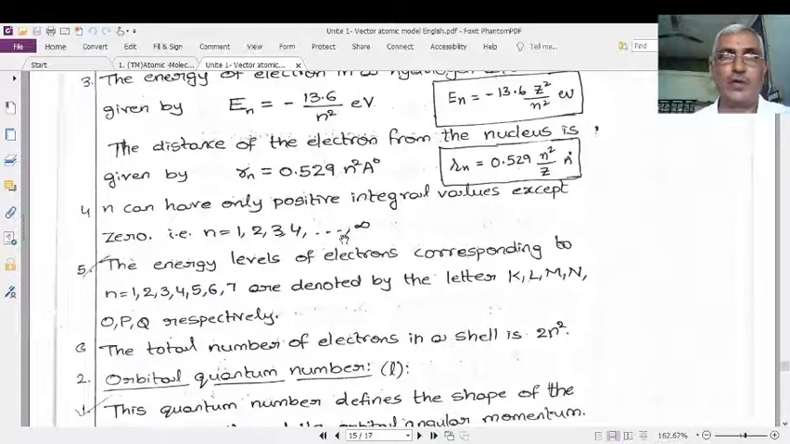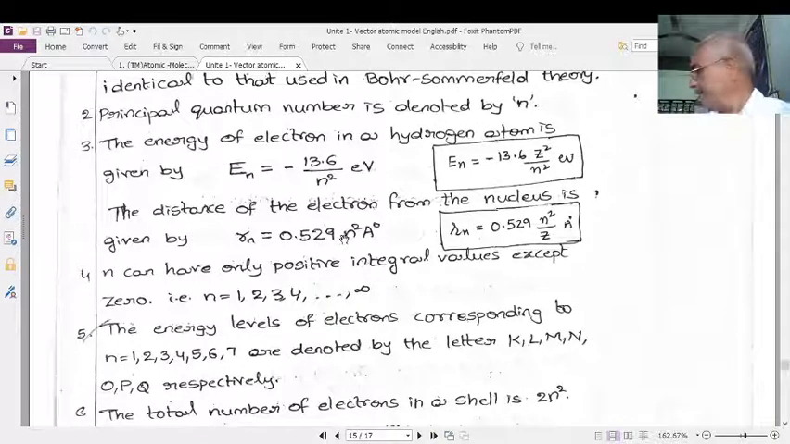n is equal to 1 is known as the K shell, K orbit. n is equal to 2 is known as the L orbit. n is equal to 3 is known as the M orbit. n is equal to 4 is known as the N orbit, and so on. Therefore, n is represented with either 1, 2, 3, 4, 5, or K, L, M, N, etc. These are the main orbits of the main quantum number, or the principal quantum number.